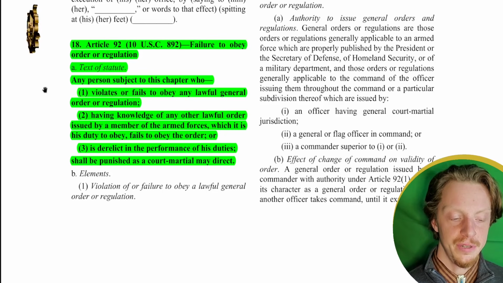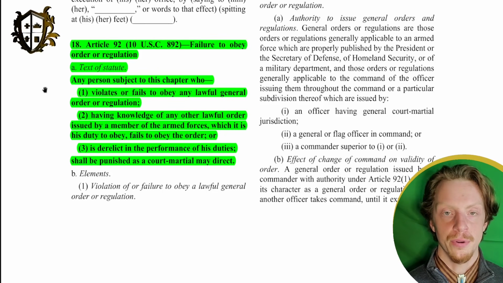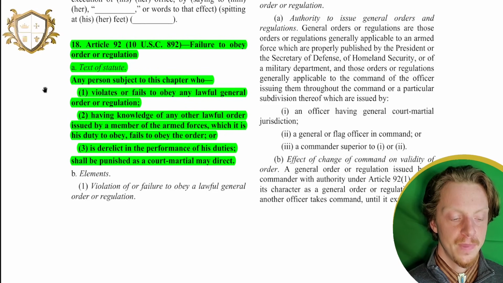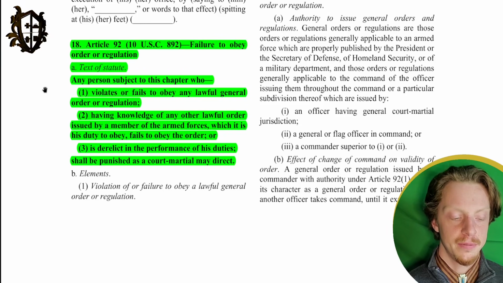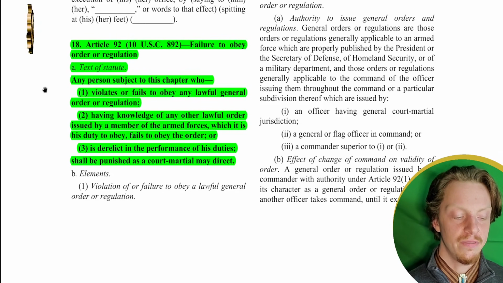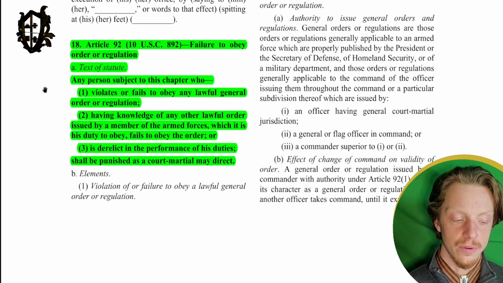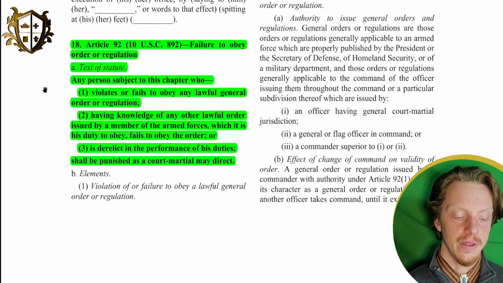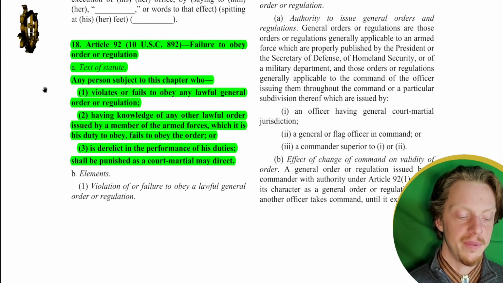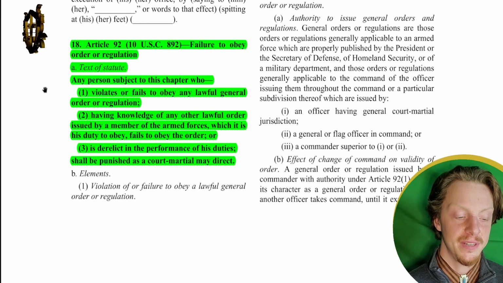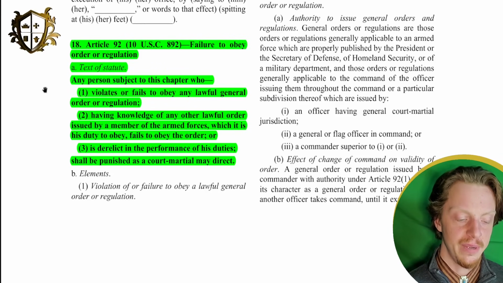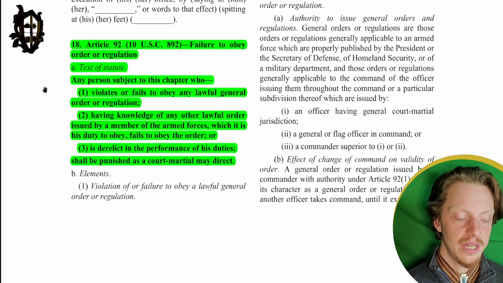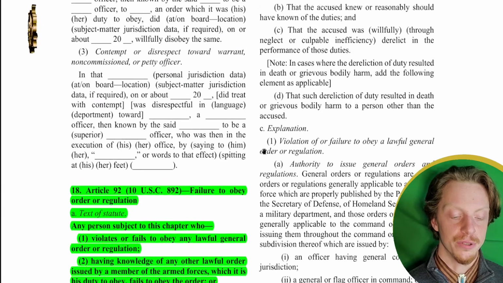Article 92, 10 U.S.C. 892, failure to obey order or regulation. Any person subject to this chapter who, 1, violates or fails to obey any lawful general order or regulation, 2, having knowledge of any other lawful order issued by a member of the armed forces, which it is his duty to obey, fails to obey the order, or 3, is derelict in the performance of his duties, shall be punished as a court-martial may direct.